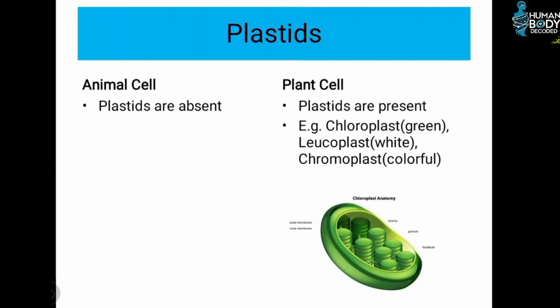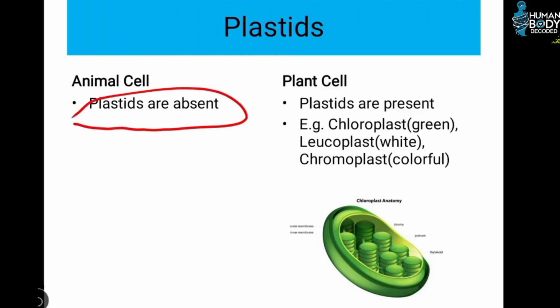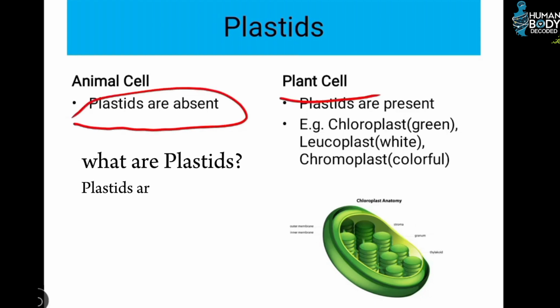The fourth major difference is about plastids. Plastids are present in plant cells but are absent in animal cells. Now, you might be thinking, what are plastids? Plastids are organelles that give plants their color.